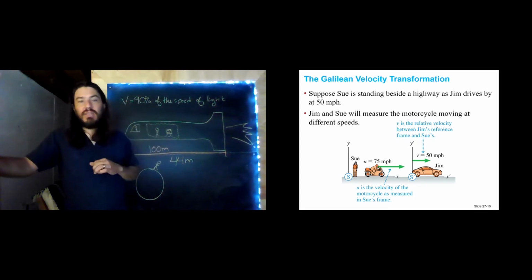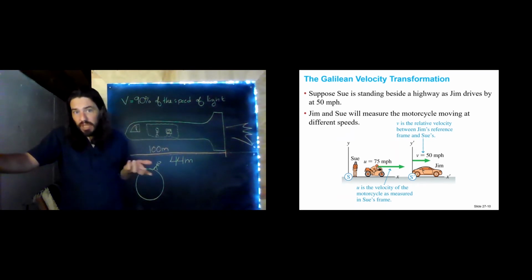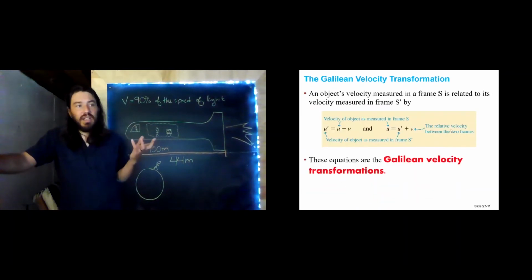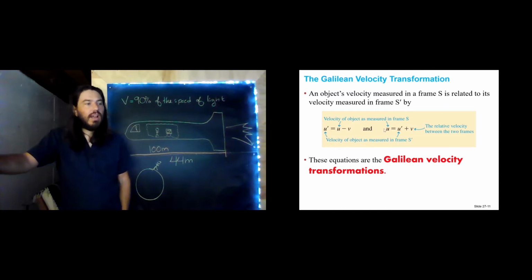That is a Galilean velocity transformation. And again, I think it just jives with your common sense. If you're thinking, yeah, I agree, right? It's fairly straightforward. This is the Galilean transformation. So an object's velocity measured in frame S is related to its velocity measured in frame S prime by this equation.